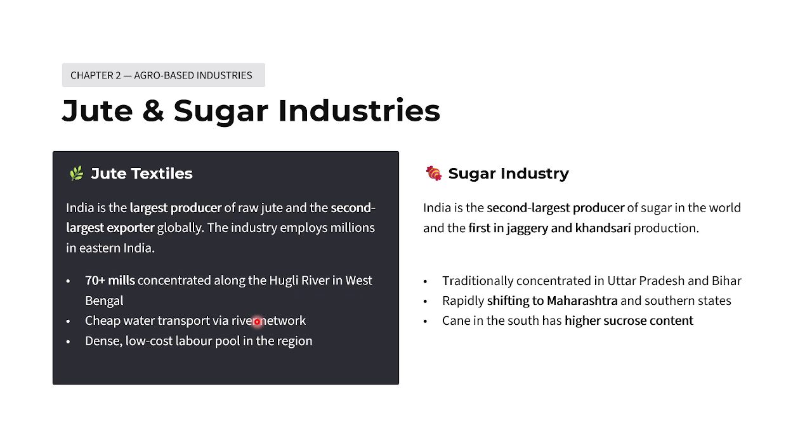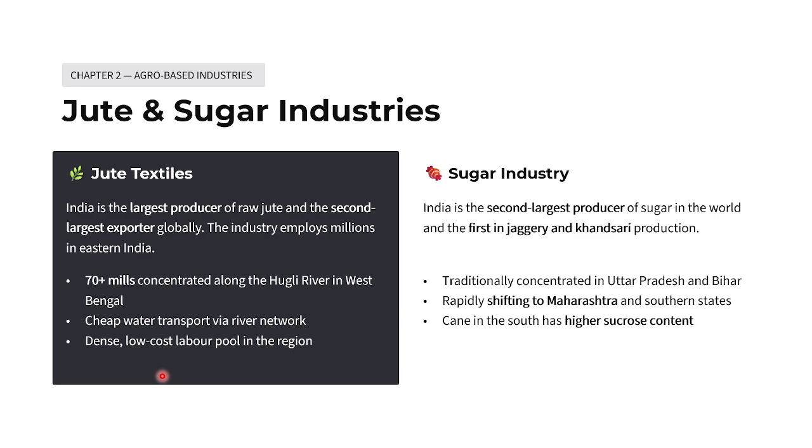So why is it important? Because we get cheap water transport through rivers. Then the population is more, so we get low-cost labor there. So that is the reason. Then one more thing, it is the largest producer of raw jute. It is India's largest producer of raw jute, and the second largest exporter globally.